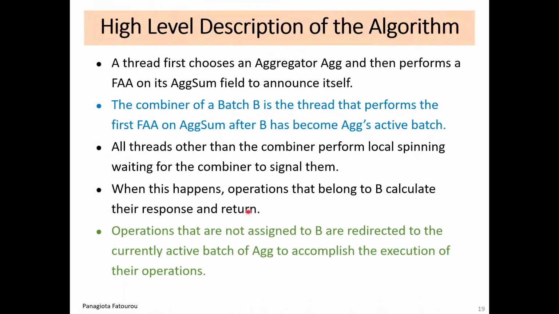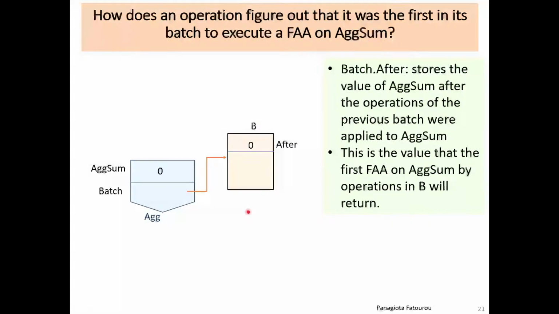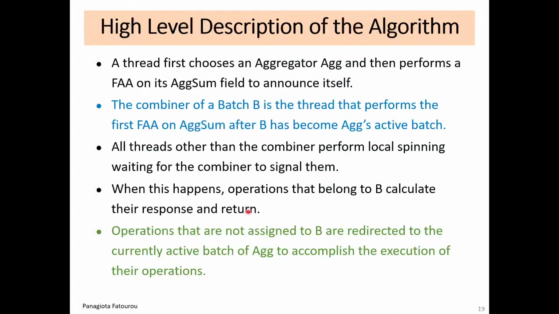And there are some other operations that do not belong to B, and they also wait for the combiner. Those operations will be redirected to the most recent active batch of the aggregator to attempt to accomplish the execution of their operations. Okay, this is the high-level description. And now I'm going to give you a little bit more details.